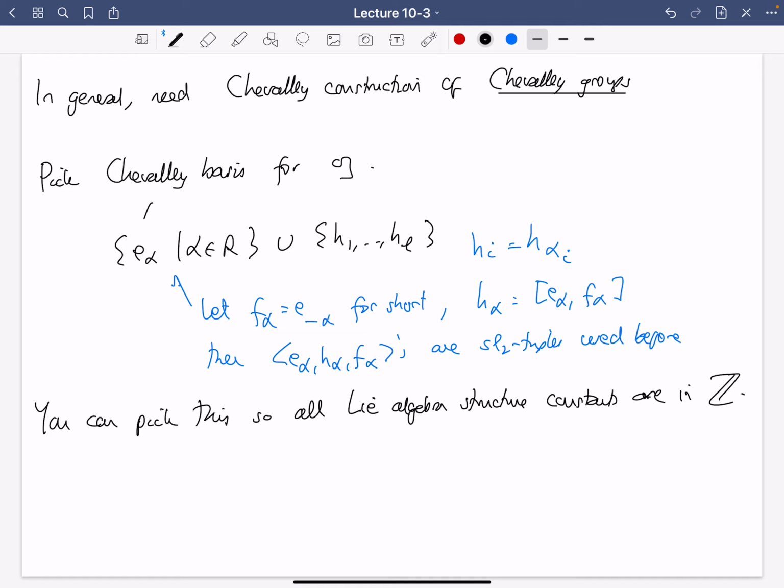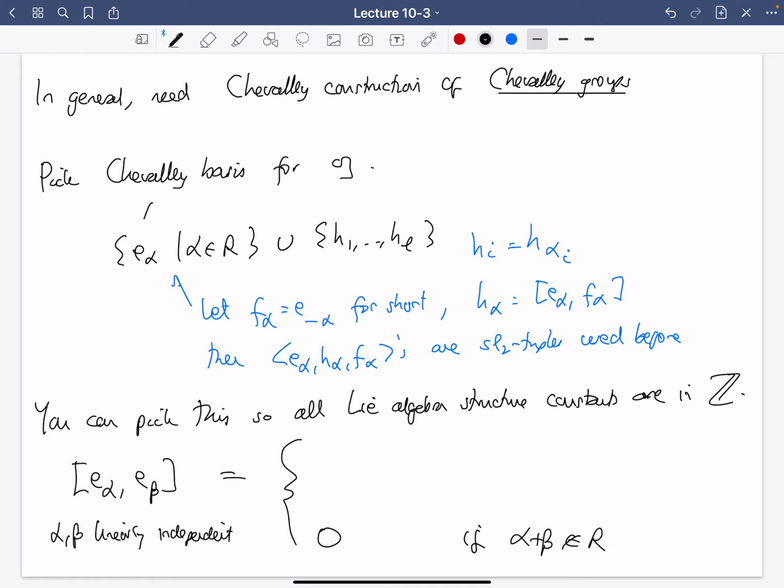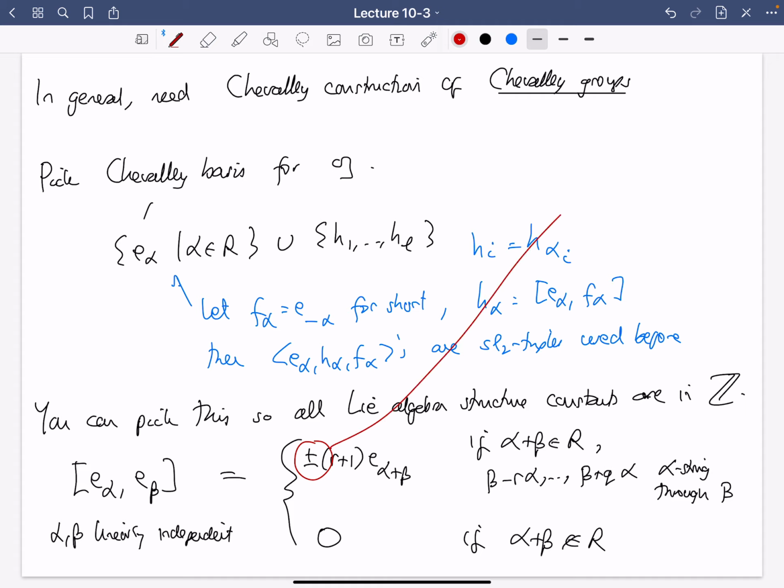So the main extra point is that you need to know how to bracket e_alpha and e_beta for alpha and beta that are linearly independent roots. And in a Chevalley basis, of course, the bracket of e_alpha and e_beta is 0 if alpha plus beta is not a root. But if alpha plus beta is a root, and if you let, I need this alpha string through beta, to define r and q, then in a Chevalley basis, the Lie bracket of e_alpha and e_beta is always plus or minus (r plus 1) e_{alpha plus beta}. And there are some signs to choose carefully, which is somewhat annoying in the story, but not really deep.